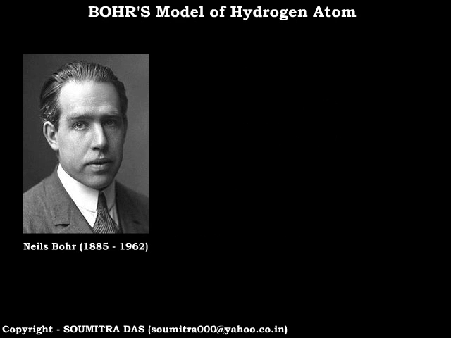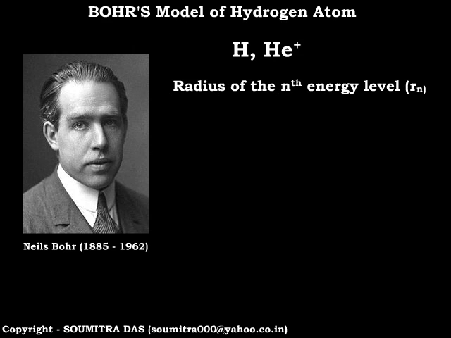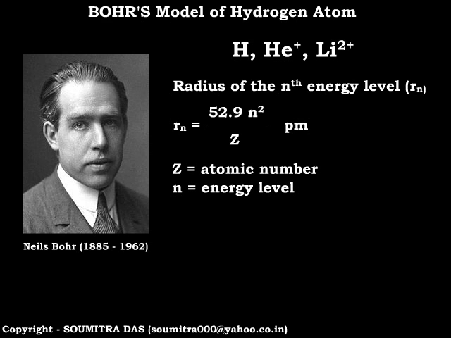From this, he calculated the radius of the nth energy level of single electron species like hydrogen, He plus, Li2 plus, etc., and established the formula Rn equal to 52.9 n squared divided by Z picometers, where Z is the atomic number and n is the energy level. Energy of an electron of the nth energy level in all hydrogen-like species was also established as follows.